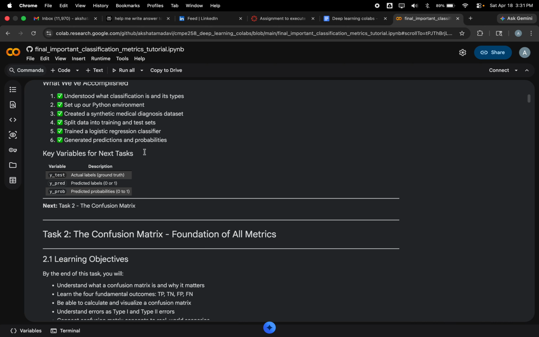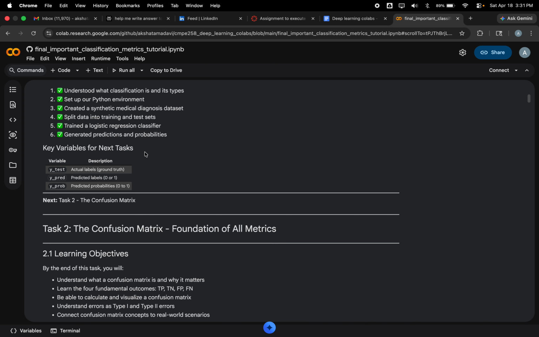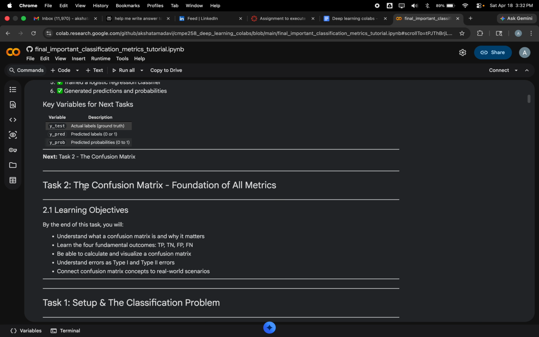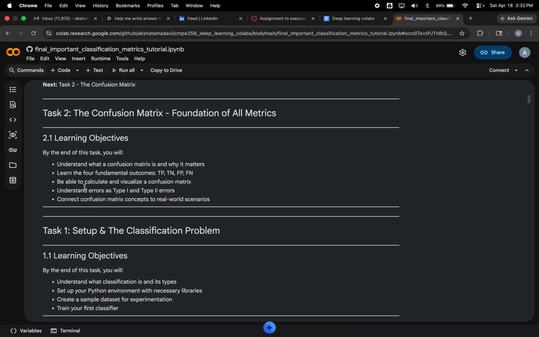So this is what we have accomplished so far. Now, these are the key variables which we will use for the next task: y_test, which is the actual label. y_predict is the predicted label, which we have predicted using our model. Then we have y_probability, which is the predicted probability. Now let's look at the confusion matrix.